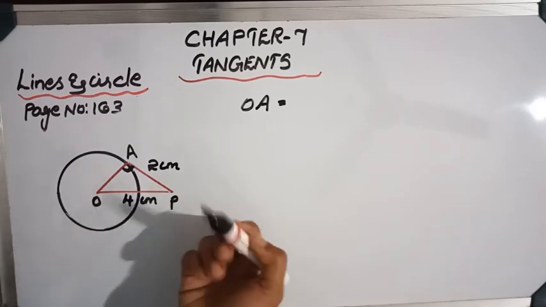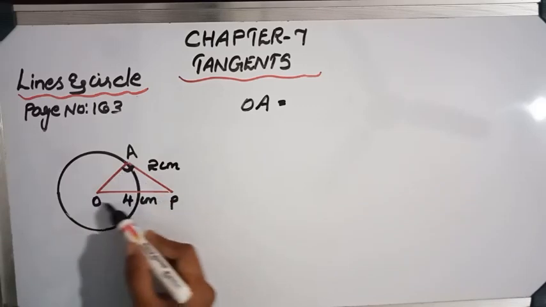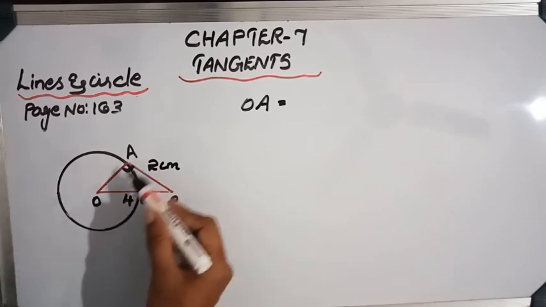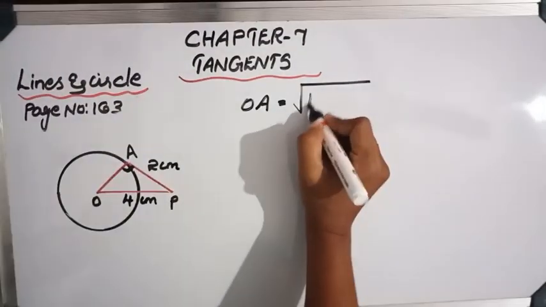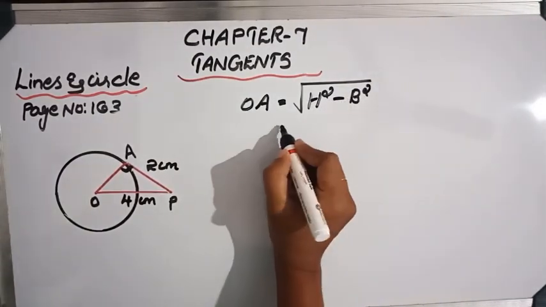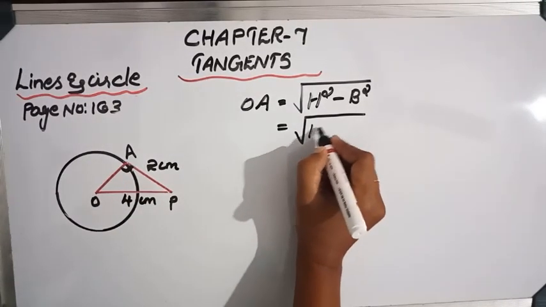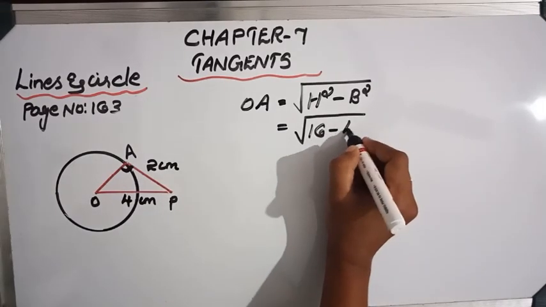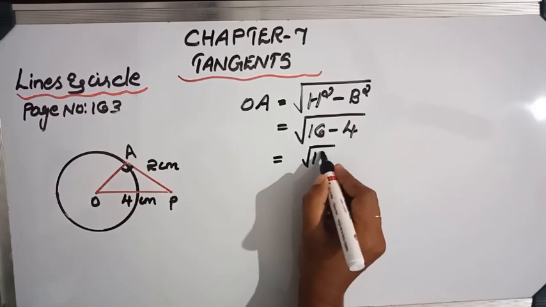Right triangle means Pythagoras theorem we can apply. So opposite the 90 degrees, 4 centimeter is the hypotenuse, 2 centimeter we can consider as base. In order to find the altitude, what is the equation? Root of h square minus base square. That is equal to root of hypotenuse 4, 4 square is 16, minus base square. Base is 2, 2 square 4. So 16 minus 4, answer is root 12.